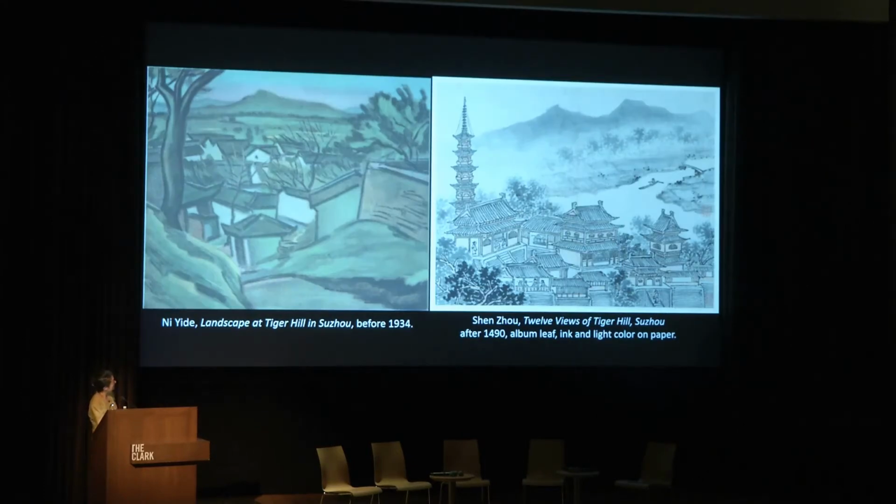And if we align Ni Duo's painting with Shenzhou's painting from the 15th century, I think Ni would have really appreciated Shenzhou's 15th century rendering of Tiger Hill had he been able to see it. But what Ni did see and was influenced by are works by French painters he listed, such as Manet, Maurice de Vlaminck, Matisse, Paul Cézanne, but also female artists, Marie Laurencin and Jacqueline Marval.